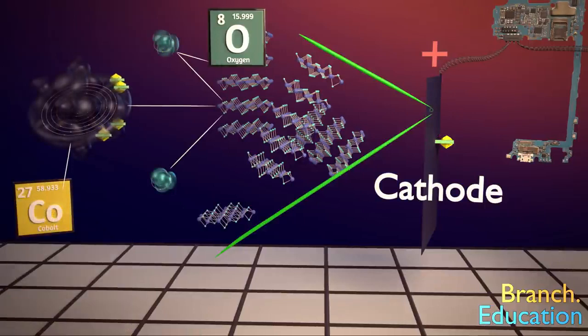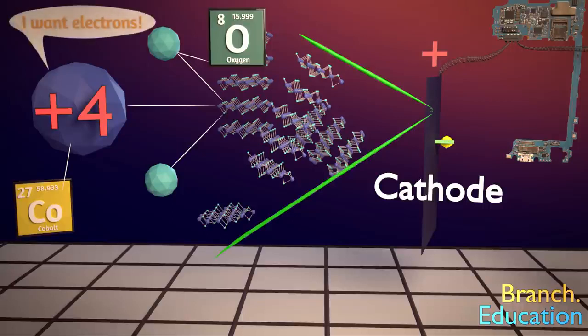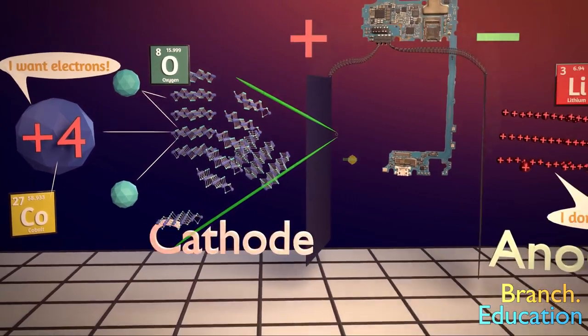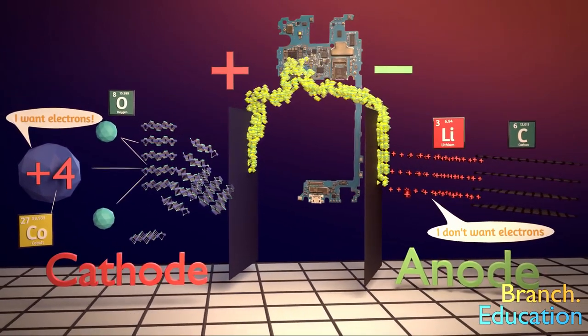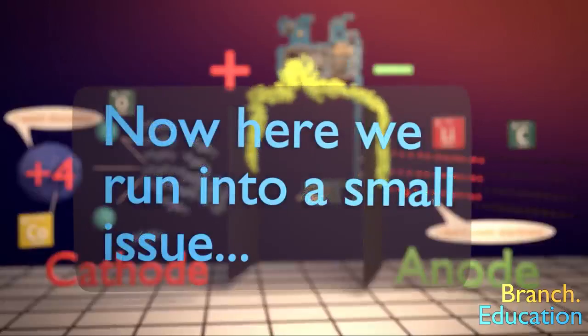So, let's now jump to the positive terminal, which is technically called the cathode. Here we have cobalt, which has lost some electrons to oxygen, thus making the cobalt positive, or +4 charged. As a result, it wants to gain back an electron. So when we connect the negative and positive terminals to our smartphone, the electrons flow from the lithium, which wants to give up an electron, through the circuits and components in the smartphone, and to the cobalt, which wants to gain an electron.